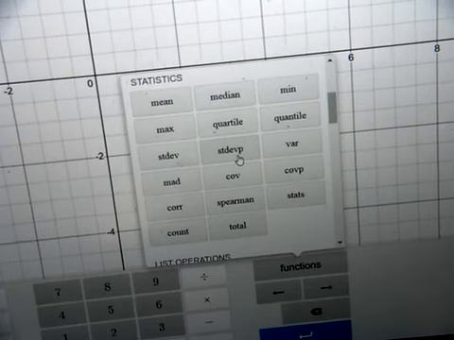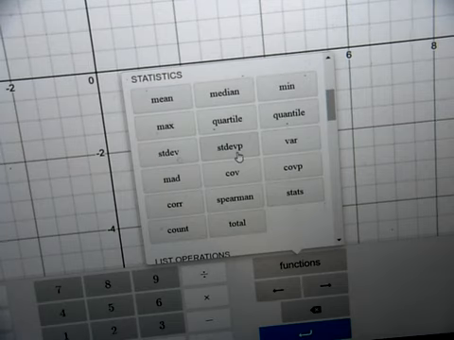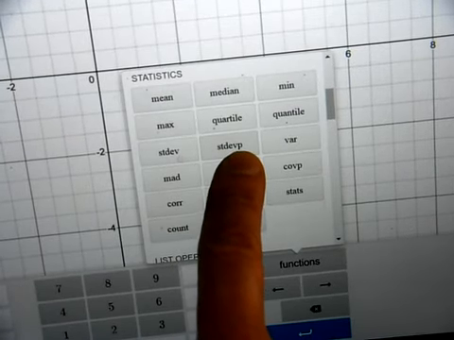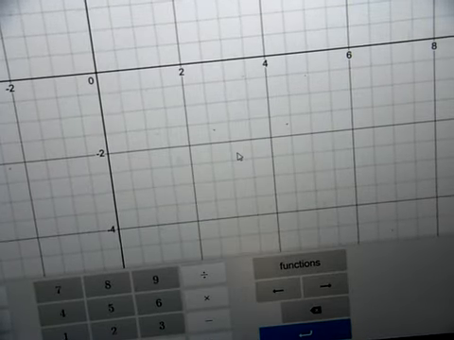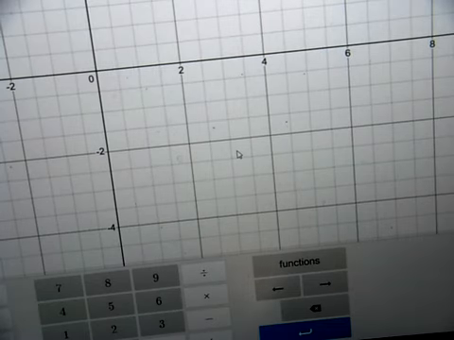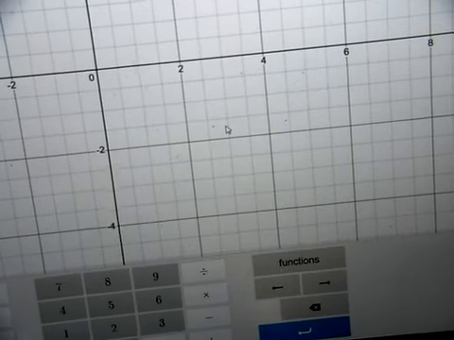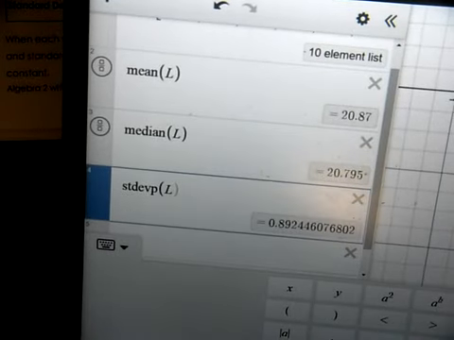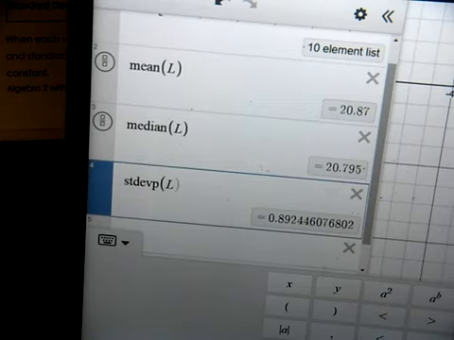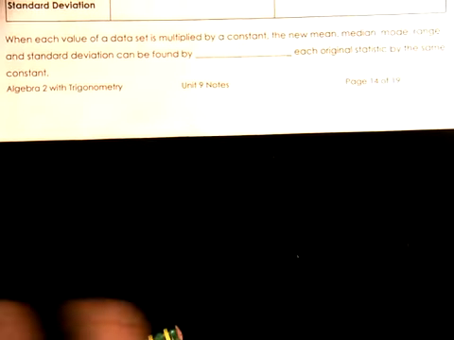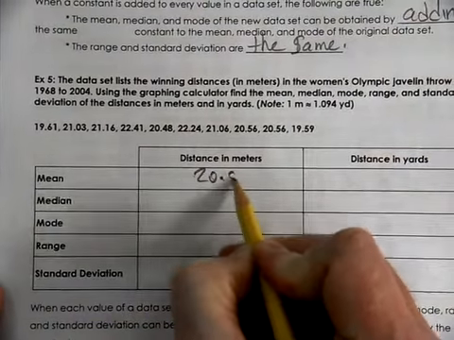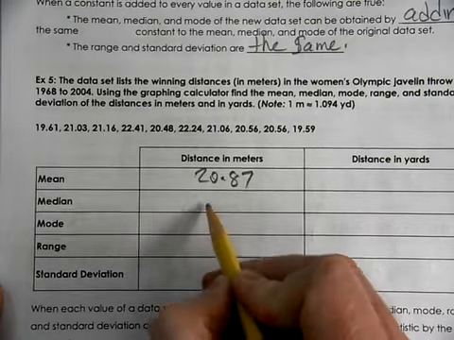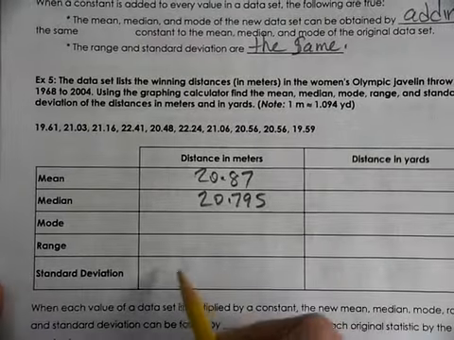Now, for standard deviation, this is the standard deviation that we're using: standard dev P. Not that one. Do the one with the P. Put L in there, and you see our standard deviation. So you can do a lot of this data the same way that we use our calculator, or a very similar way. We can find the mean, the median, standard deviation.